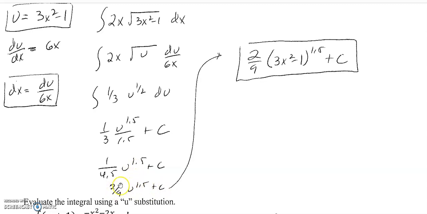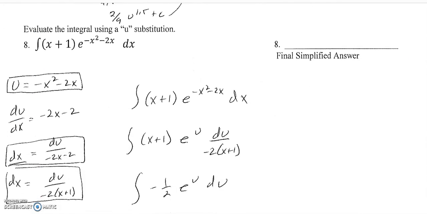But we don't want our final answer in terms of u, we want to go back to x. So remember, u equals 3x squared minus 1, so our final answer would be 2 over 9. Instead of u, we put 3x squared minus 1, raised to the 1.5 plus c, so our final answer is 2 over 9, parenthesis 3x squared minus 1 close parenthesis raised to the 1.5 plus c. And that will help us out for the other ones that we're going to use substitution for.